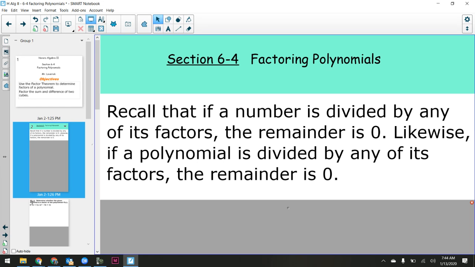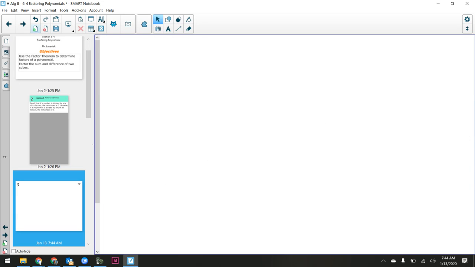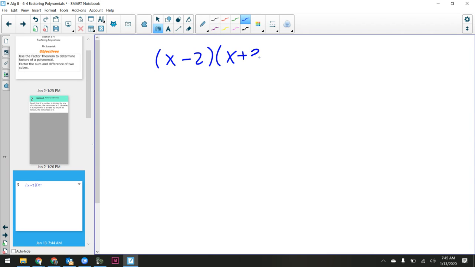So go with me here. I'll do it on here so the video can catch it as well. I am going to make a polynomial real quick. I'm going to have x minus 2, x plus 3. I'm just making this up. So I'm foiling this together: x squared minus 2x plus 3x minus 6. So x squared plus x minus 6, right?